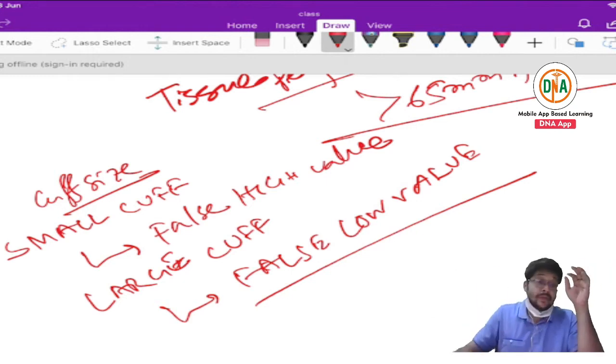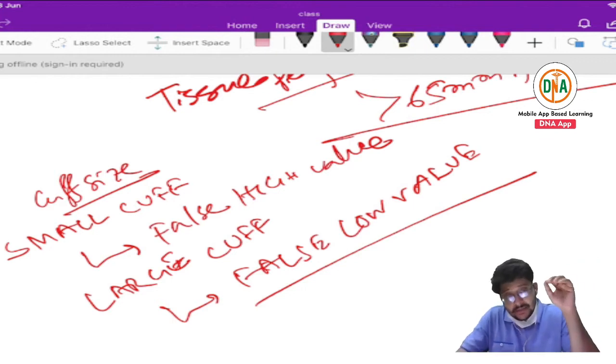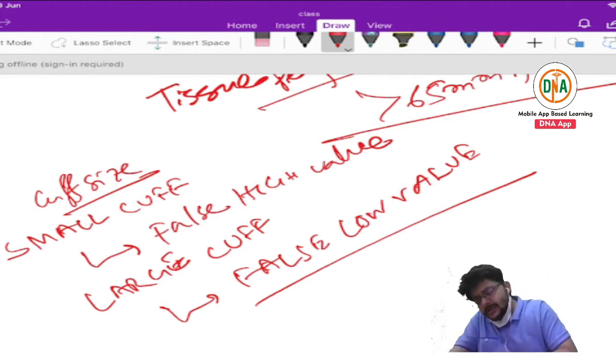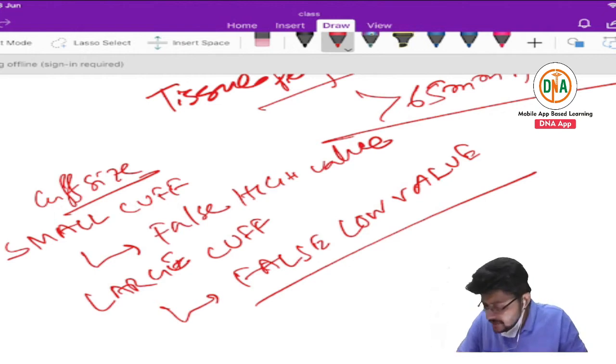But you have to check with other parameters, you have to individualize. What is normal for Mr. A may not be normal for Mr. B. So there is high clinical variability in BP. That's the normal range. But for our benefit, for our understanding, we take 120/80.